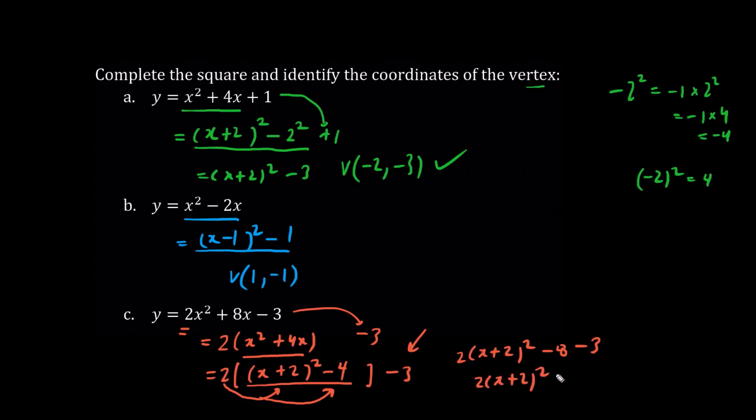So we have it. We completed the square. Minus 8 minus 3 is minus 11. And the vertex is beside the x value. The opposite of positive 2 is negative 2. And the y value is right here. This a value of 2 means the graph, the parabola, is stretched vertically by a factor of 2.